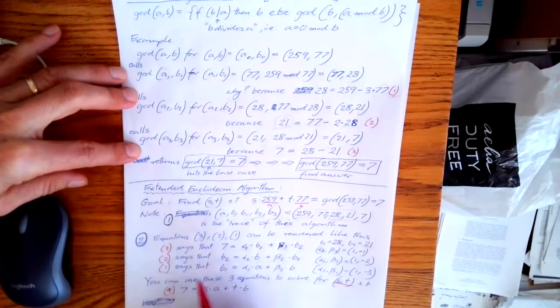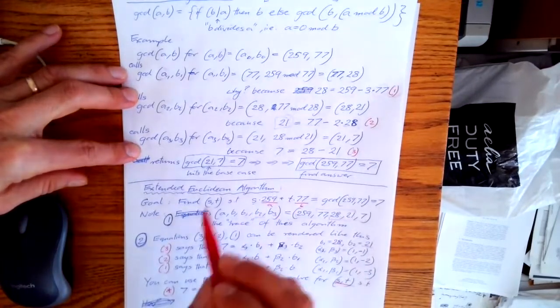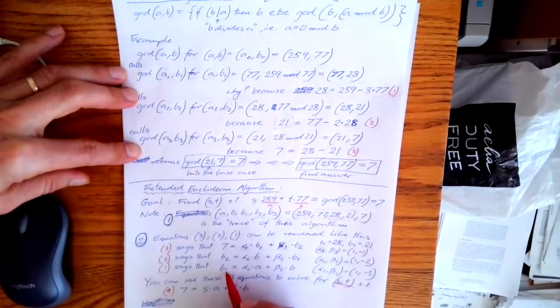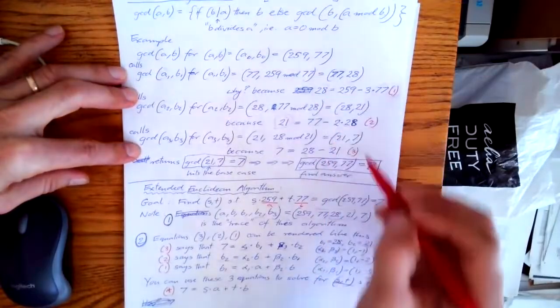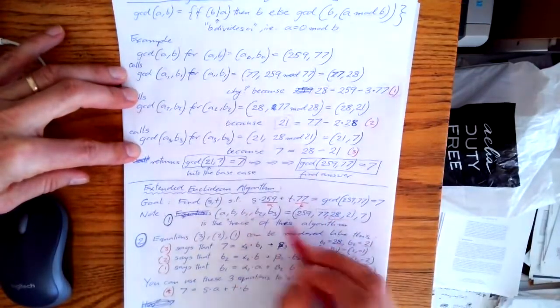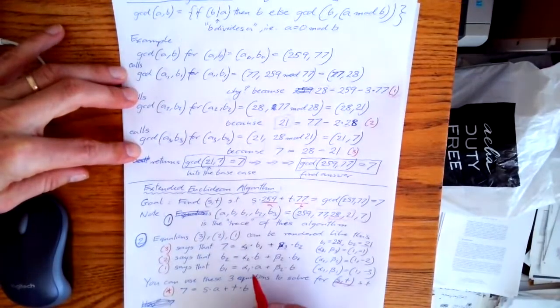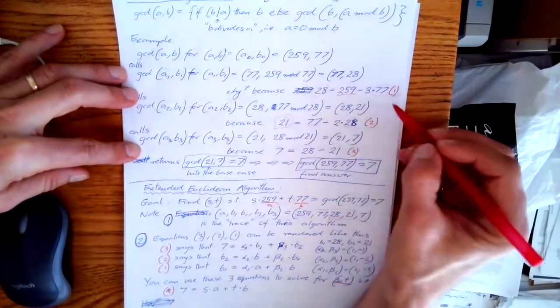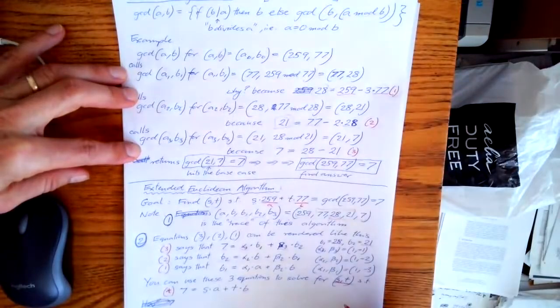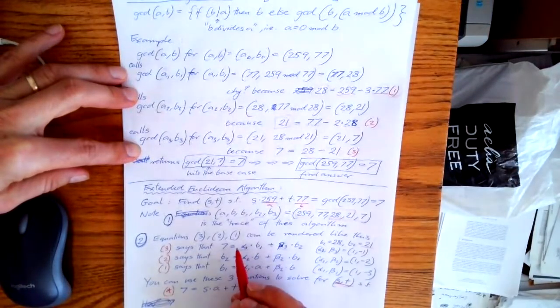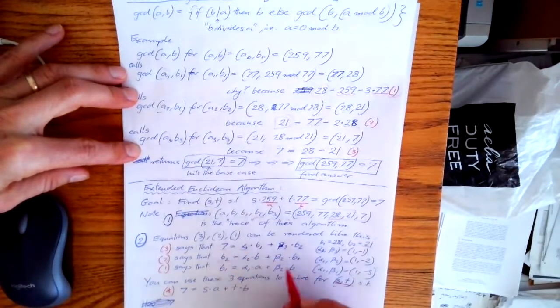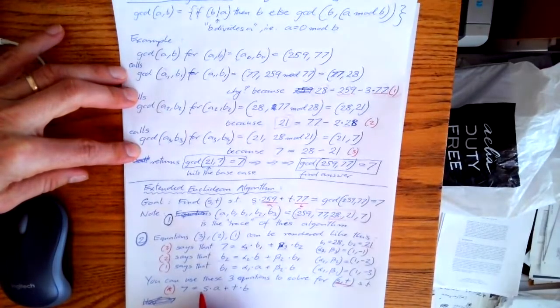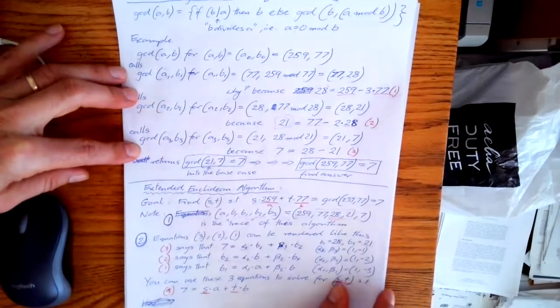And equation 1 says that, higher up the chain, b1, which is 28, right? b1 is 28, is a linear combination of the first inputs, a and b, right? That a is 259, b is 77. So now you can take these linear combinations and solve for these.